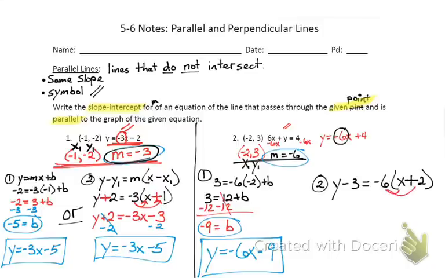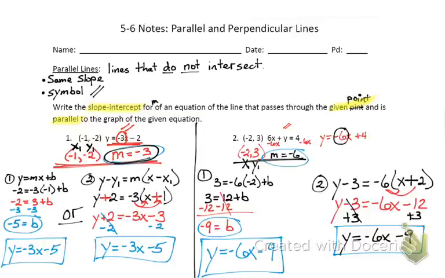And again, in this problem, all you have to do is solve for y. So I distribute my negative 6. y minus 3 equals negative 6x minus 12. I add 3 to both sides. y equals negative 6x minus 9. And that is my answer. y equals negative 6x minus 9, just like we got over here. So there you have it. There's our first 2 examples, and that is dealing with parallel lines.